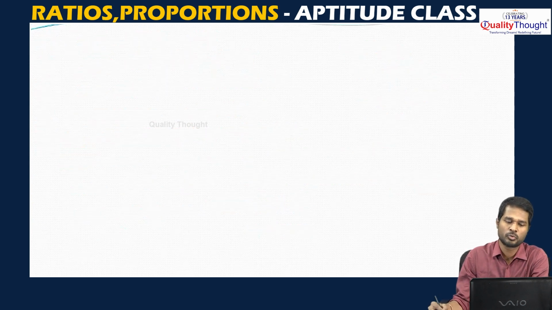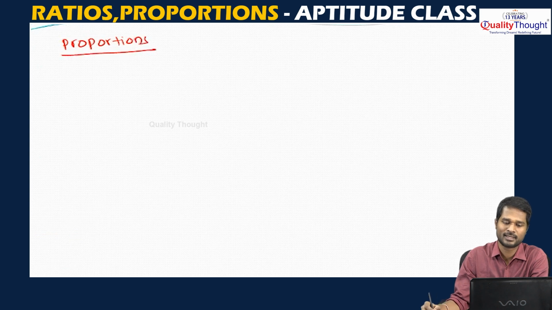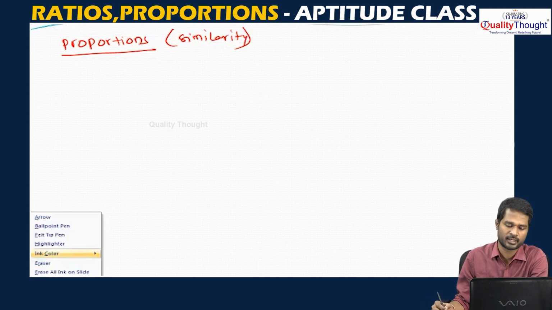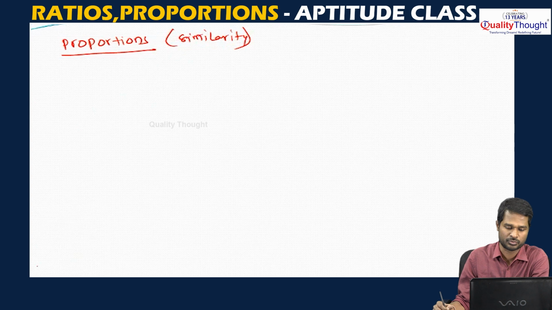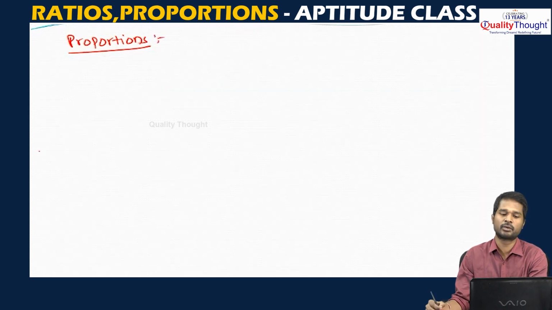So, these are the concepts about ratios. Let us see the concepts about proportions. Proportions is nothing but similarity, or we can write it as equality between the ratios. Proportions is nothing but the equality between the ratios.